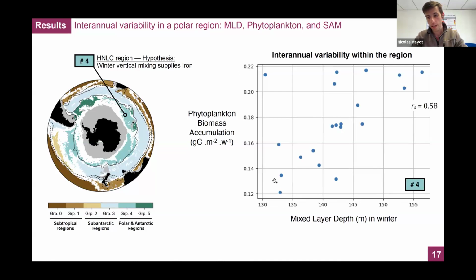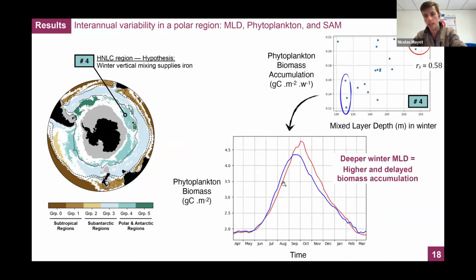And what we can see is that there is a relation between them: when the mixture depth is deeper for one year, you have a higher chance of a higher biomass accumulation versus when you have a year where the mixture depth is shallower. To confirm this, I averaged every time series for this year, inside this red circle, versus every time series of phytoplankton biomass in this year, in a blue circle. So these are these two time series here over time.